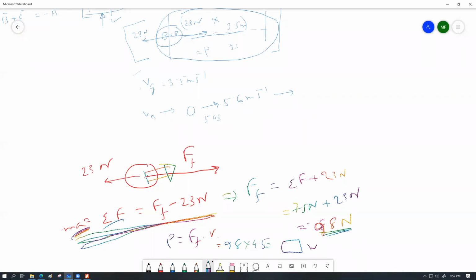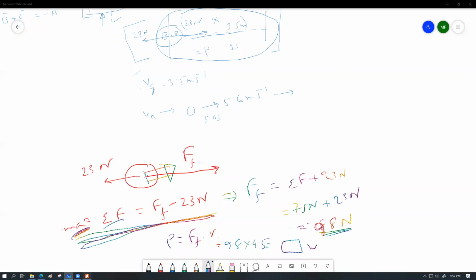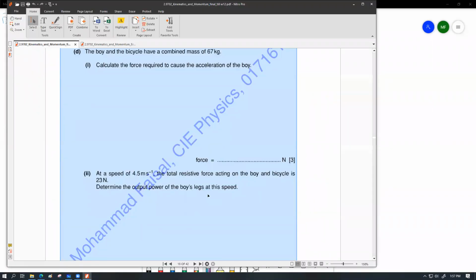How much force did you use? 75 plus 23, whatever it comes to. And how much was your distance? ডিসটেন্সটা হচ্ছে s equals u plus v divided by 2 into t, ওই ফর্মুলাটা ইউজ করছি। That is something that you cannot do. I'll tell you why. Because the question was asking you to find the instantaneous power at this instant, not the average power.